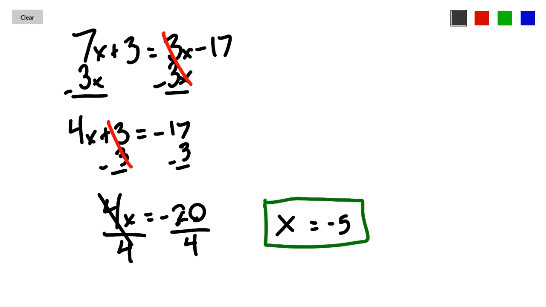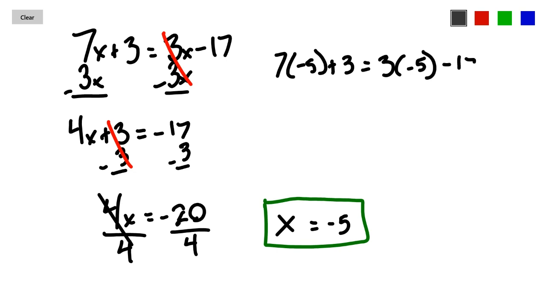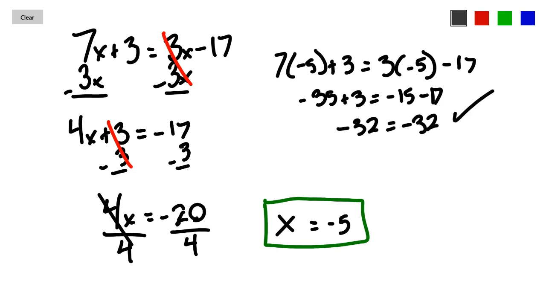And so to check, I'm going to plug it in. So I have 7 times negative 5 plus 3 is equal to 3 times negative 5 minus 17. 7 times negative 5 is negative 35, and 3 times negative 5 is negative 15. So negative 35 plus 3 is negative 32, and negative 15 minus 17 is also negative 32, so this solution is valid.